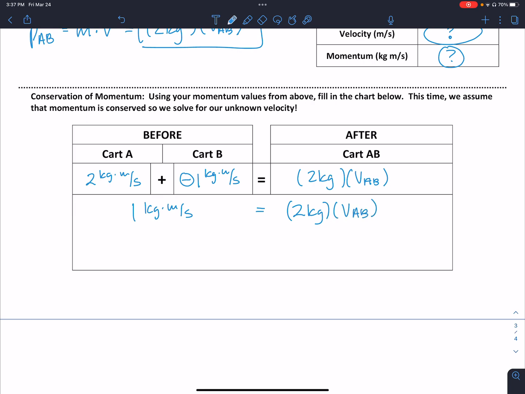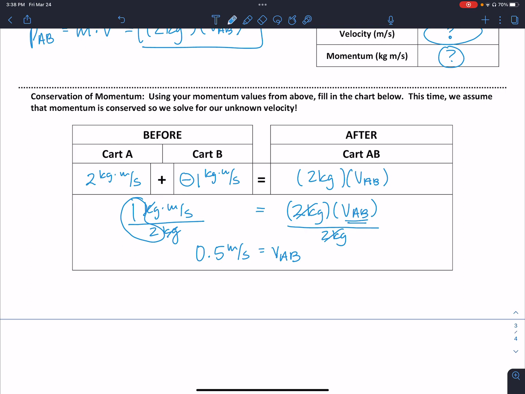So I want to solve for this velocity value. I'm going to divide both sides by 2 kilograms. The kilograms are going to cancel, and I end up with 1/2 meter per second. So the velocity value after the collision must have been 1/2, or 0.5, meters per second.